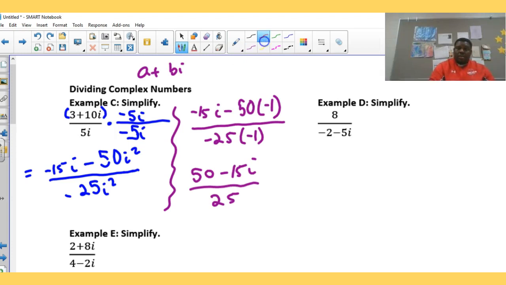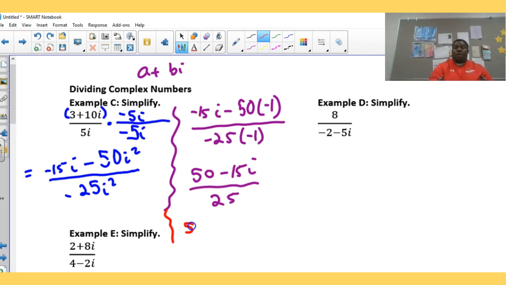Now, step 7, simplify using common factors. All right, let me change colors. We're going to simplify this. To simplify this, look at this expression right here. 50, negative 15, and 25 all have a factor of 5 in common. So I'm going to factor out a 5.